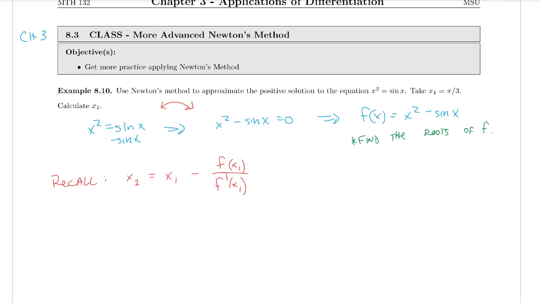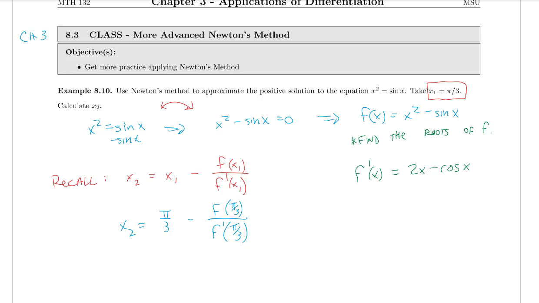For this problem, we've already been given that our x1 is equal to pi over 3, so we have our first guess. Therefore, x2 is equal to that x1, which is pi over 3, minus the original function evaluated at pi over 3 divided by the derivative of that function evaluated at pi over 3. So that's where we need to end up. Let's do some of the intermediary calculations. Over here, let's calculate f prime. That's going to be 2x minus cosine of x.